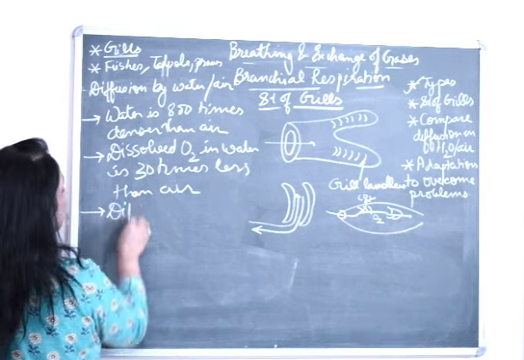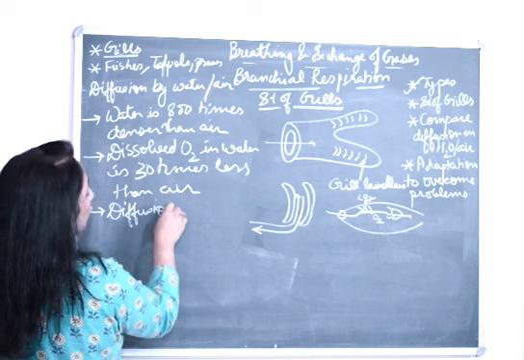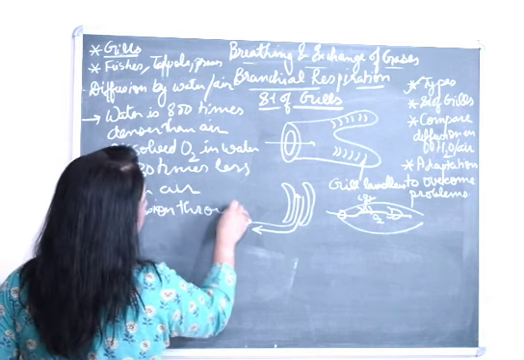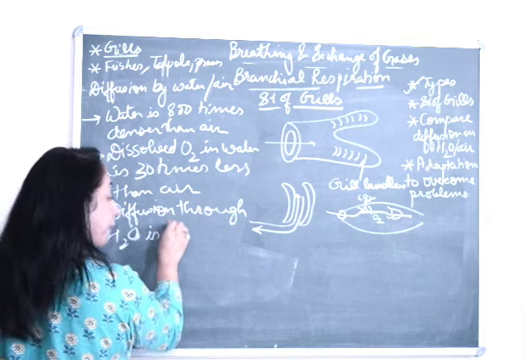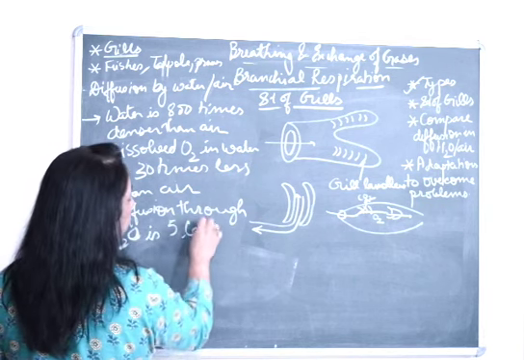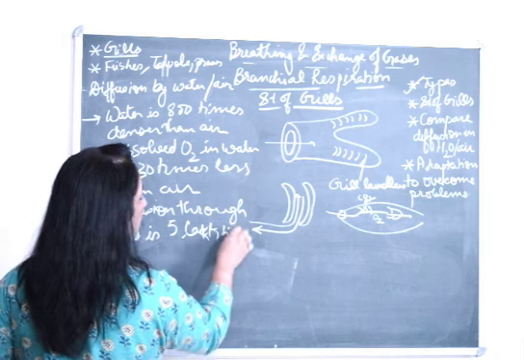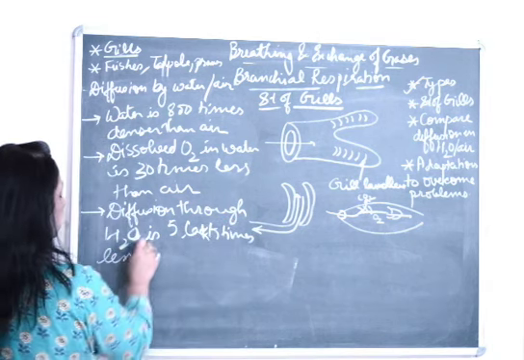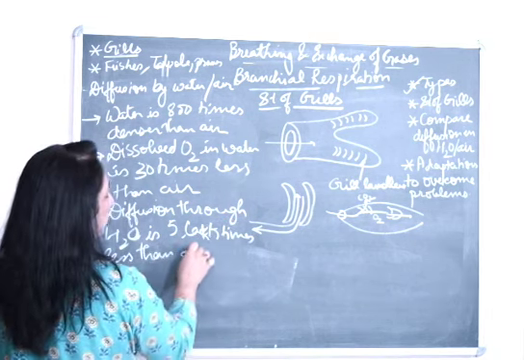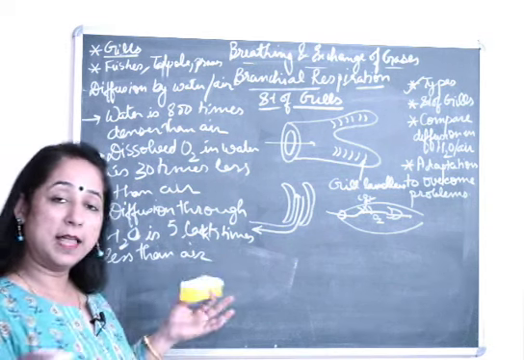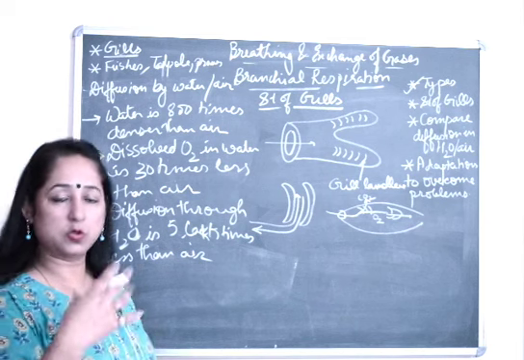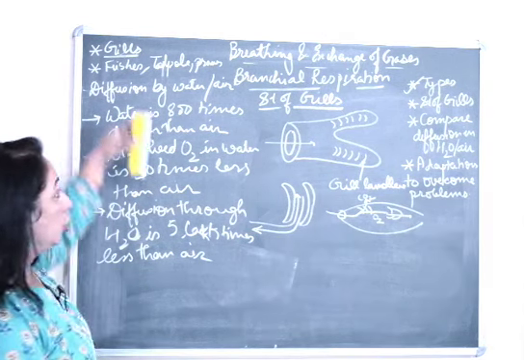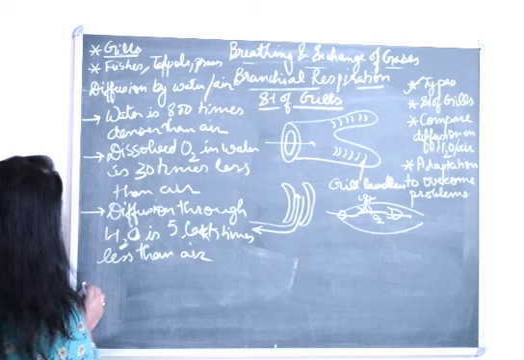So the diffusion through water is 5 lakh times less than air. You can see for yourself that such a small amount of oxygen is being taken in. Now, how is all this overcome?